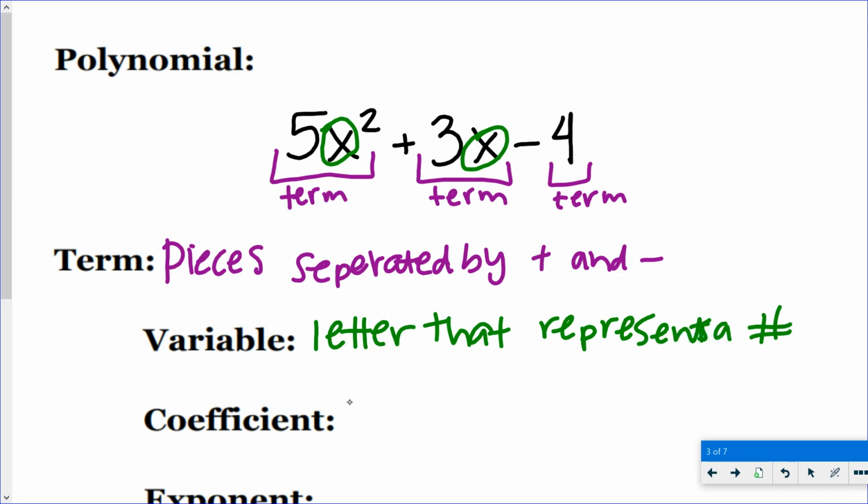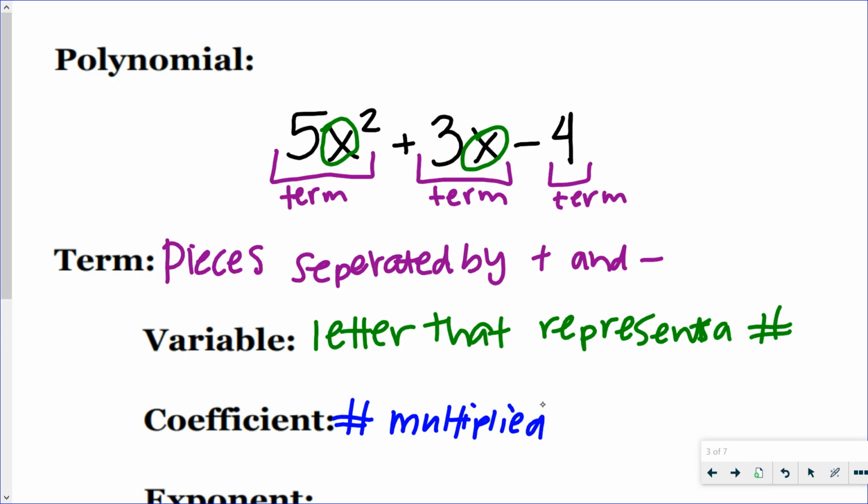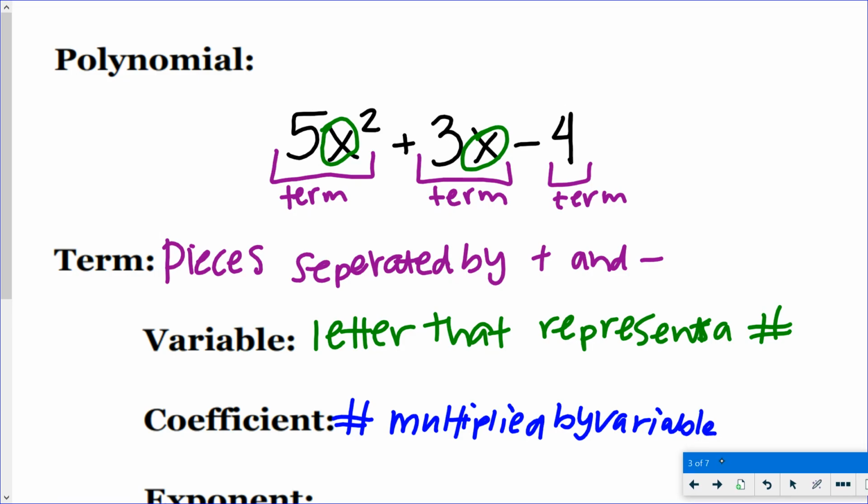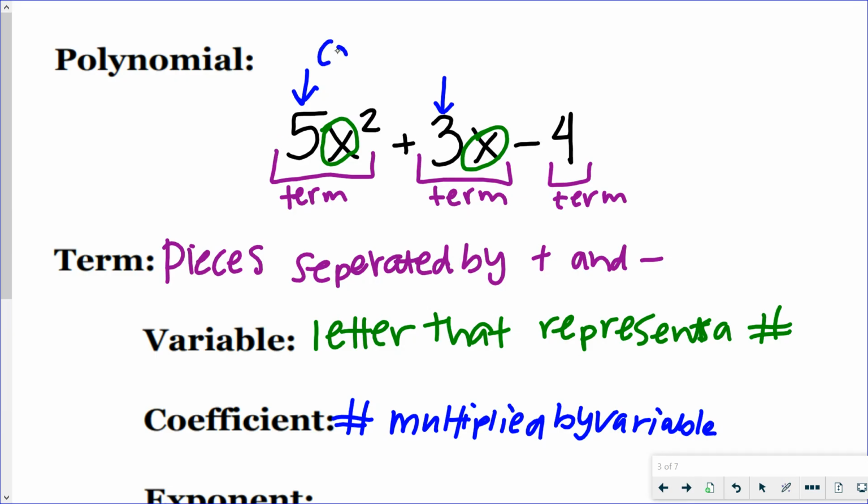The next step is the coefficient, and the coefficient is the number that is multiplied by the variable. So it's the number we're multiplying by the variable. In this case, it would be 5 and 3, because those are the numbers that we are multiplying by our variable x. So this is called the coefficient.